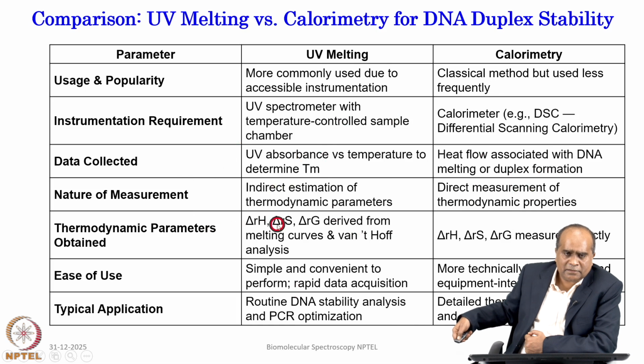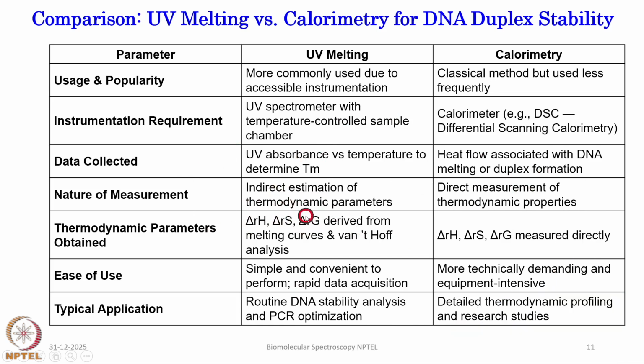One can get the delta H, delta S, delta G, and one can do Van 't Hoff analysis, and in this case you can directly measure the delta H, then Cp and Tm, all those. UV is simple and convenient to perform, with rapid data acquisition. DSC requires some kind of expertise. The experiment is insensitive and demanding; it is not as simple as UV-visible.